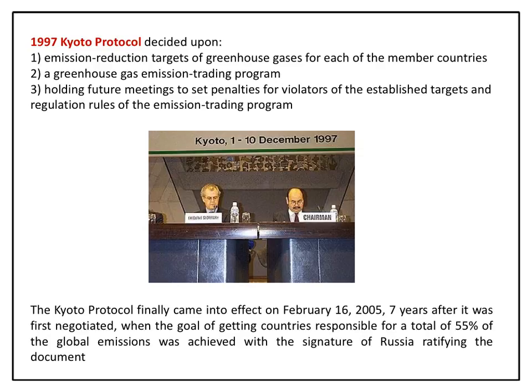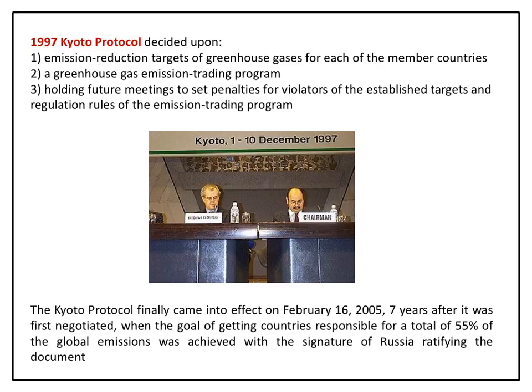In 1997, the Kyoto Protocol decided upon: 1. Emission reduction targets of greenhouse gases for each of the member countries. 2. A greenhouse gas emission trading program. 3. Holding future meetings to set penalties for violators of the established targets and regulation rules of the emission trading program.